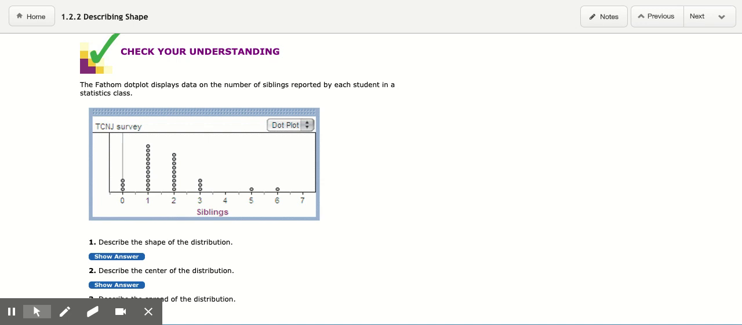Yo, Mr. Boyle here. And our first Check Your Understanding for section 1.2 deals with the idea of SOCs, shape, outlier, center, and spread. So they went through and they have a dot plot.